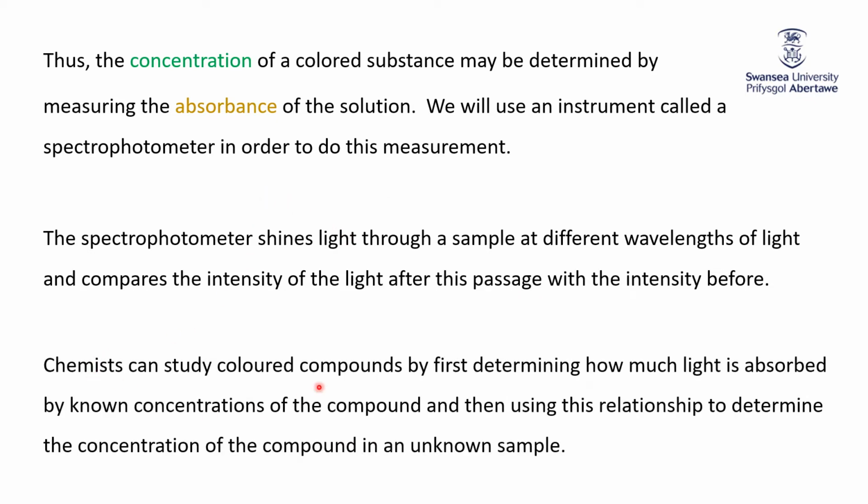Okay, and we can study these coloured compounds by determining how much light is absorbed by known concentrations. So if we measure the absorbance and we know the concentrations, now we can determine epsilon L. And then once we know epsilon L, we can measure the absorbance of an unknown sample to determine the concentration. And that in a nutshell is what we're going to do today.